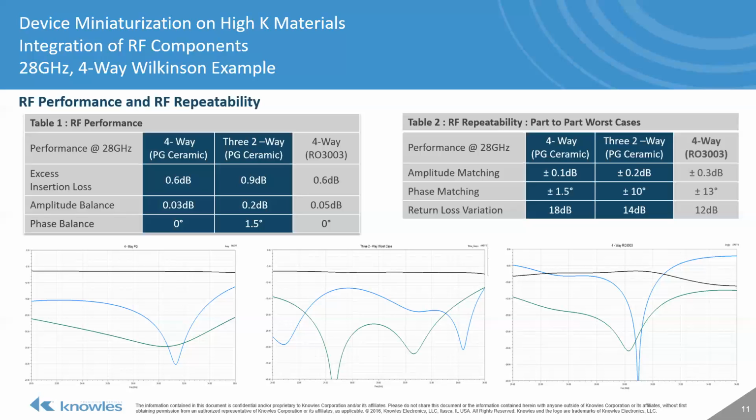So in addition to the performance benefits, the plots show that not only can performance degrade, but overall bandwidth usage will be limited when using that PCB integration on the Rogers 3003 versus Knowles Precision integration.